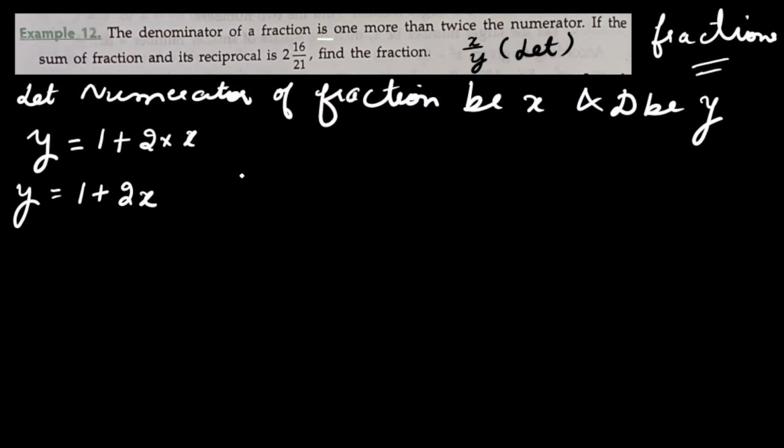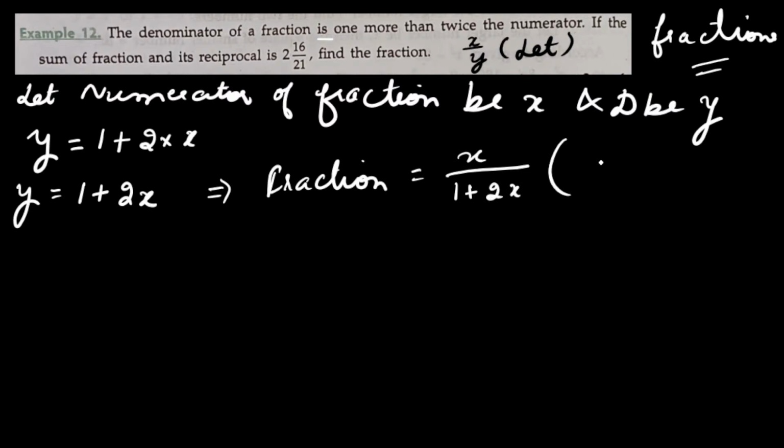So if this is the value of y, what is my original fraction? The fraction is numerator by denominator. The numerator is x, the denominator is 1 plus 2x. This is the original fraction in which I have written the numerator and denominator. Now what are they telling? So from the first statement I got this one.